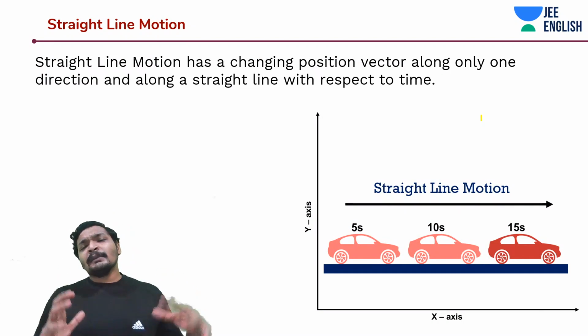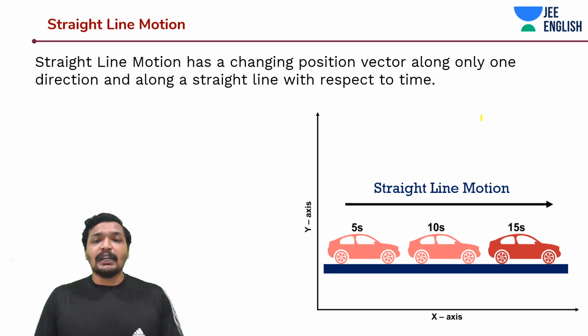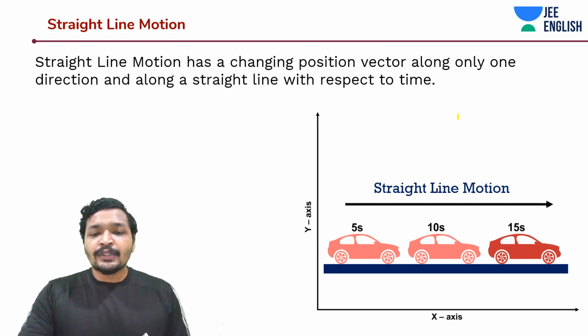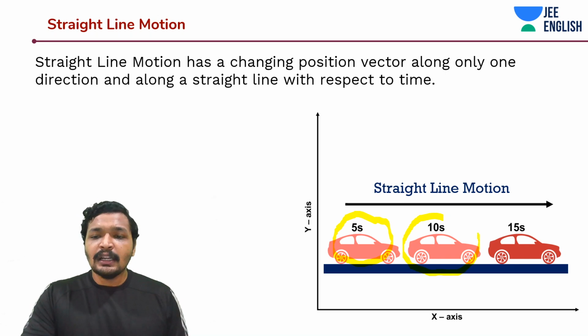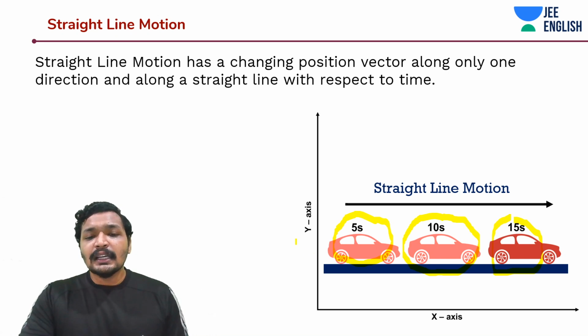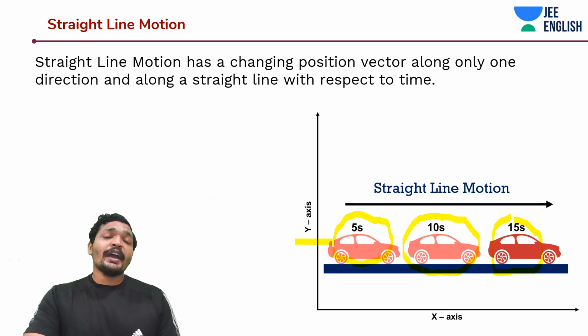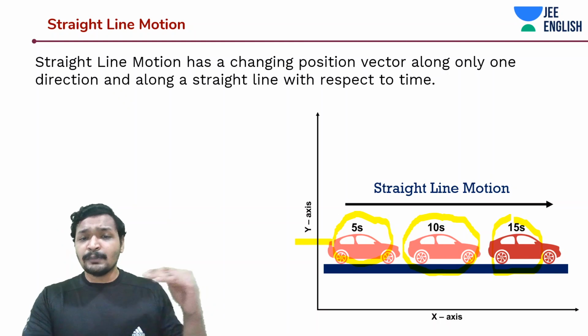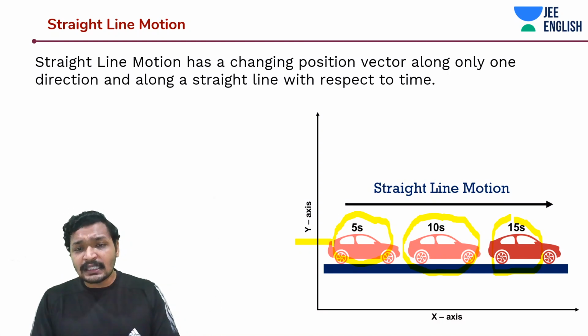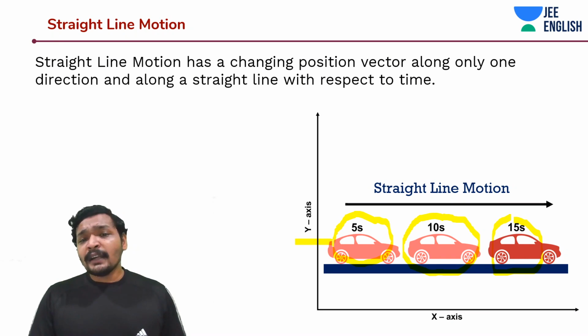Now, when we are talking about projectile motion, first let's try to understand a rectilinear or straight line motion. When we are talking about straight line motion, you see this car over here. At 5th second, it is at some x1 point. At 10th second, it is at some x2 point. At 15th second, it is at some x3 point. Whereas its coordinate or its position along the y-axis is constant. What does this tell you? This object is moving along only one axis. In this case, it is the x-axis, but it can be anything.